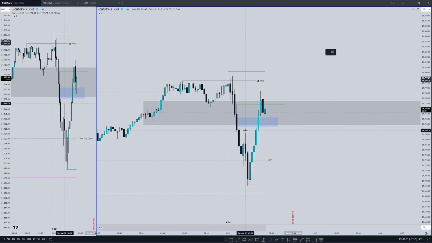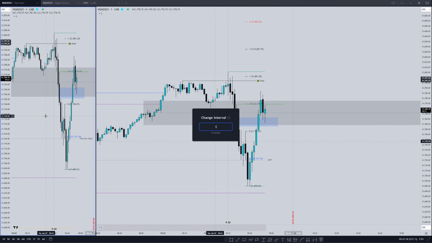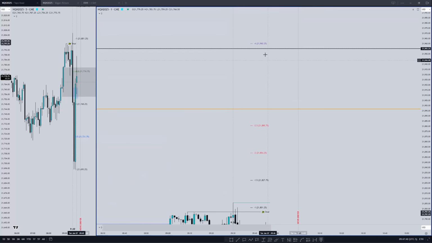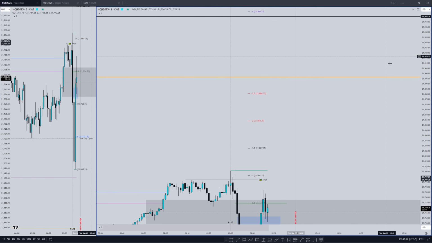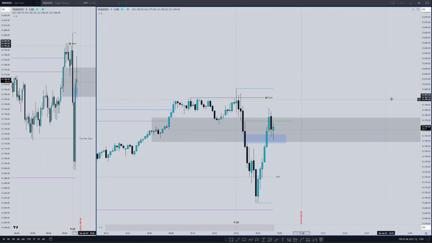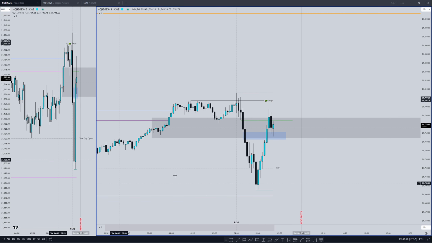So we could fib project this last manipulation leg. And that gives you 2 to 2.5 and then 4 up here. This black line, I think, is the buy side we marked up from yesterday that we never ran out. So still a valid buy side pool. And then from here, basically down to about 55 points.